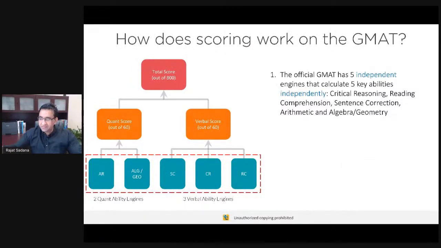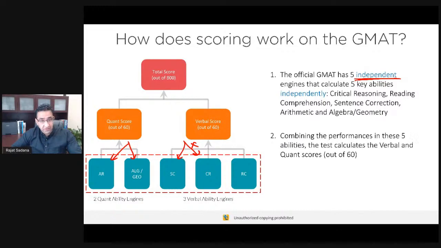The official GMAT has these 5 independent engines, and the key here is independence, which means that the score that you get in arithmetic has very little impact on what you get in algebra. What you get in sentence correction has very little impact on what you get in critical reasoning. The beauty of this is that you can study for each one of these independently, and then when you combine them, you basically get that score out of 800.